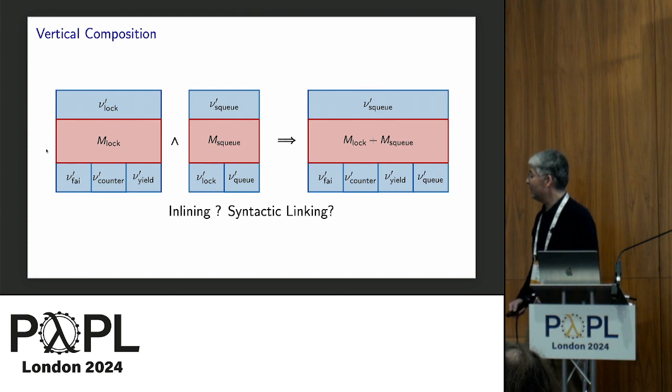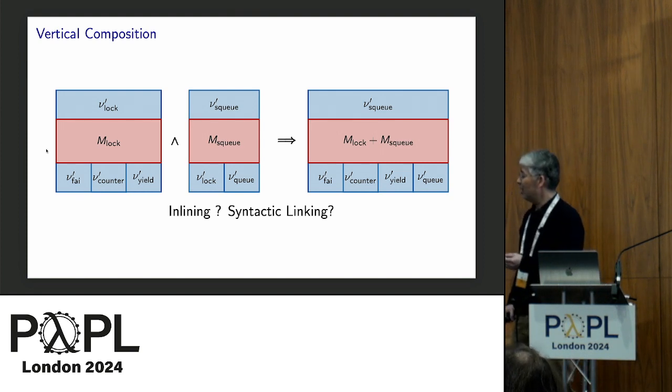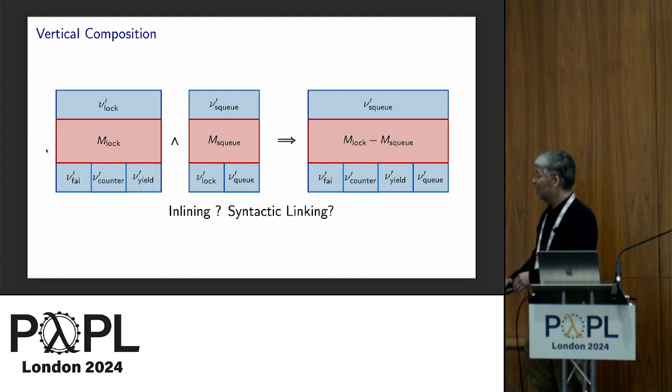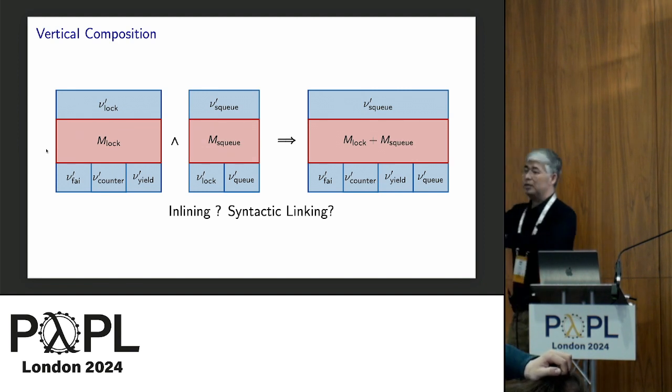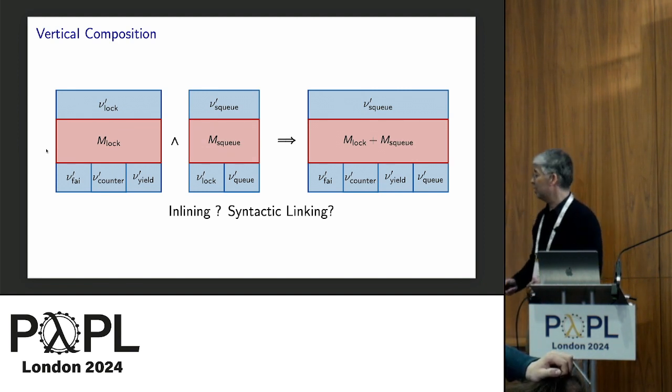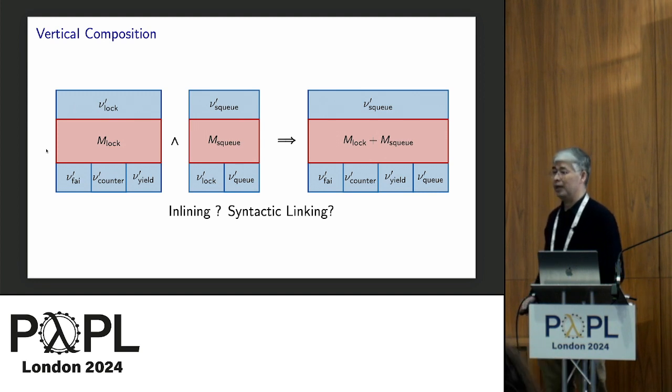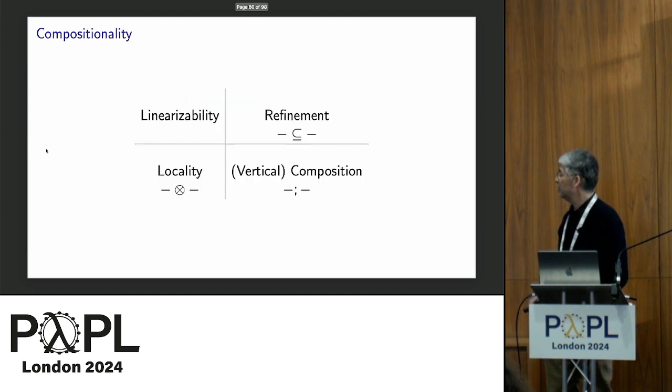And of course, ideally, you prove a lock is a linearizable object, because the lock is implemented using a ticket lock, using fetch and increment, a counter, and some other primitive like yield. And now you want to vertically compose these, because you have a lock here, and this lock is used by the shared queue. You would think vertically composing them would work, but no, this does not work. Again, you have to do inlining. Okay, so this is what I mean by vertical composition.